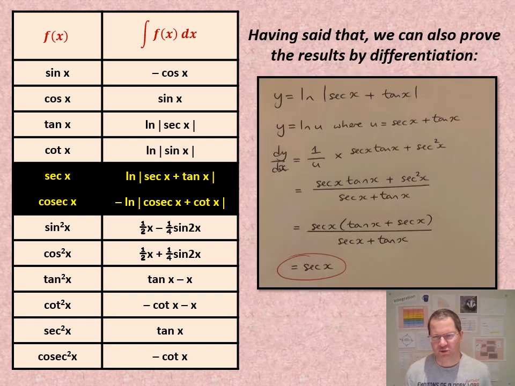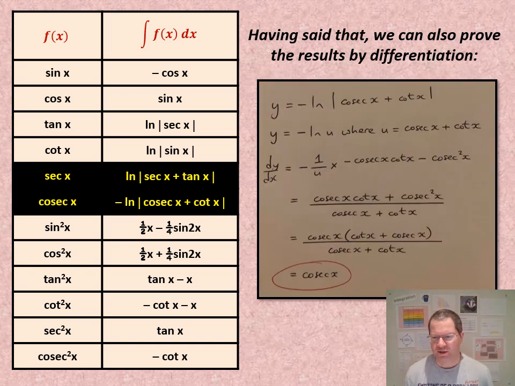Having said that, we can also prove the results by differentiation like we did for tan and cot. So if y equals log of sec x plus tan x, then y equals log u, where u equals sec x plus tan x. dy by dx is 1 over u multiplied by (sec x tan x plus sec squared x). That should be in brackets really. So that gives us sec x tan x plus sec squared x over sec x plus tan x. And then if we factorise sec x on the top, we can cancel out the sec x plus tan x, and that leaves us with sec x. And again, we're just repeating ourselves here.